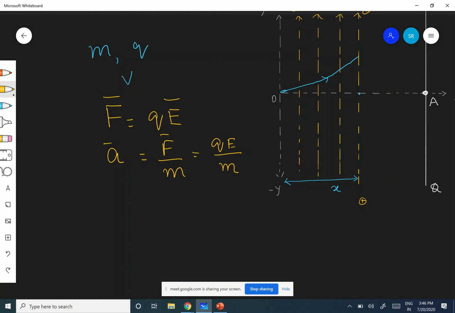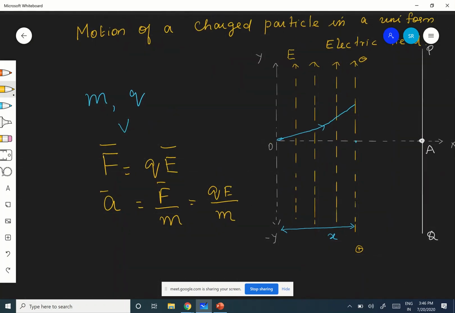So what is the acceleration of the charged particle? It is equal to QE by M. And what is the direction of acceleration? The direction of acceleration is also along the Y direction. Therefore, I can write this acceleration as AY only. Why? Acceleration will be only in the Y direction, because only in the Y direction there is an electric field, and because of that electric field it is experiencing a force in the Y direction only.